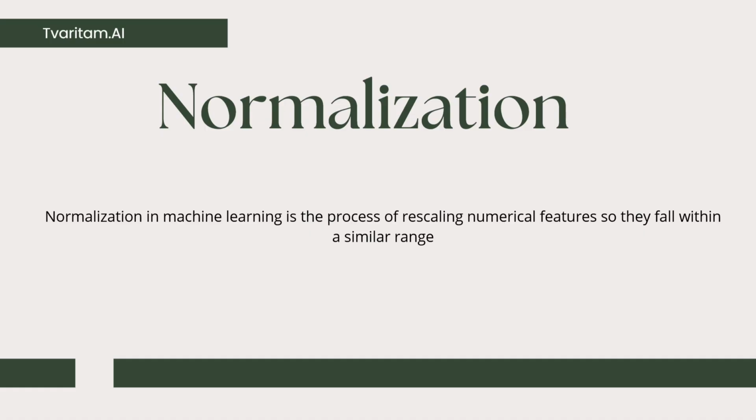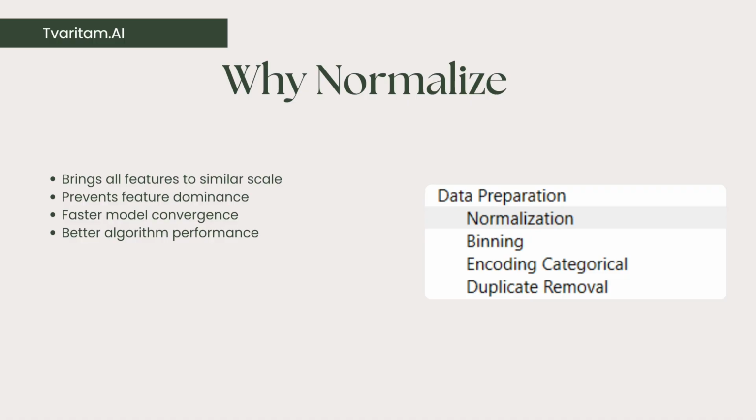There are several benefits to normalization. It brings all features to a similar scale. It prevents certain features from dominating the model. It often helps the model converge faster during training, and in many cases it can lead to more stable and better performing models.